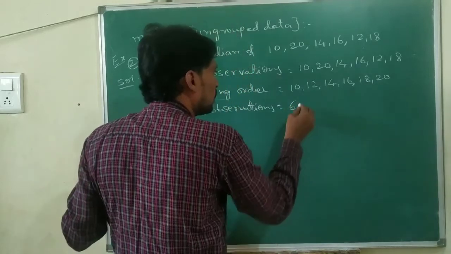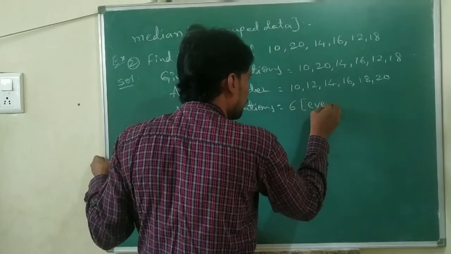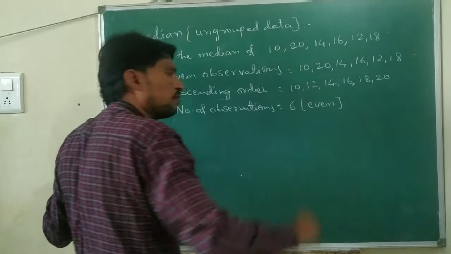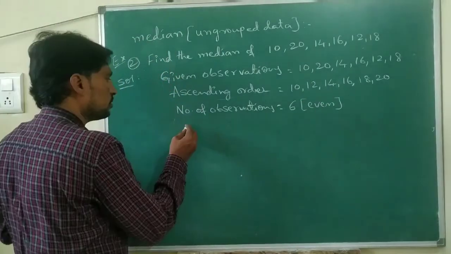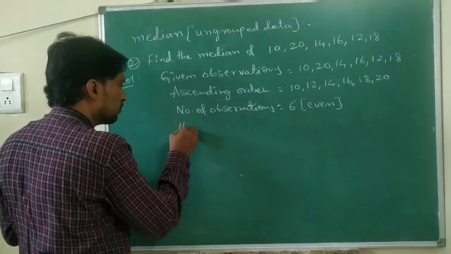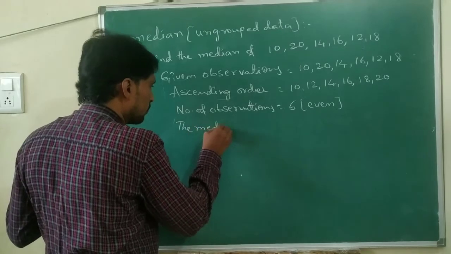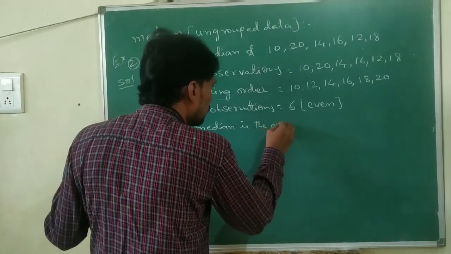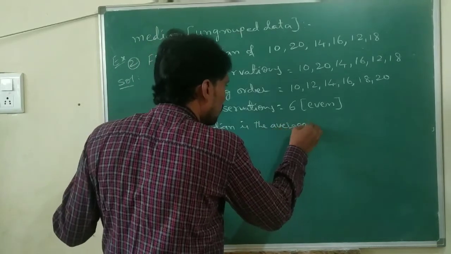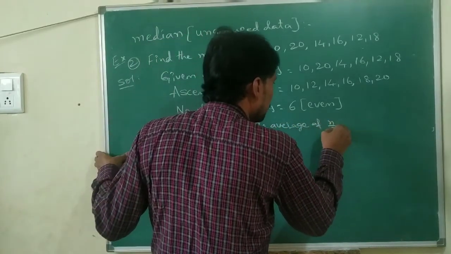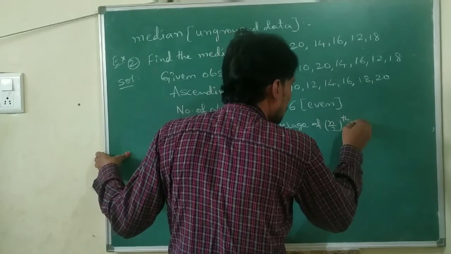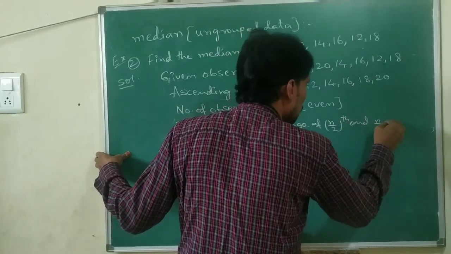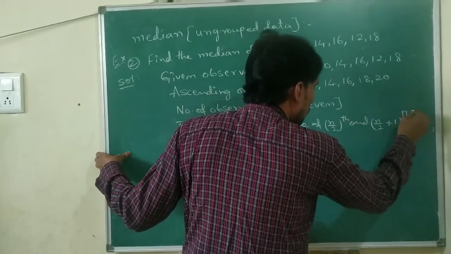So here we got it. The number of observations is 6. 6 means it is even. Even number of observations are there in the given data. Now the median is the average of the n by 2 th and (n by 2 plus 1) th observations.